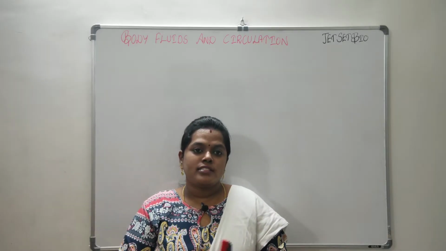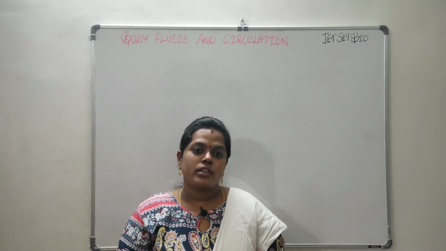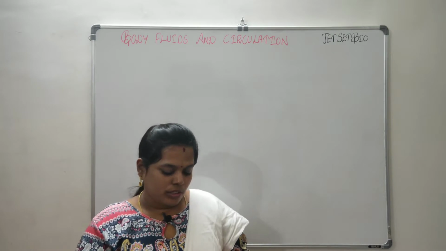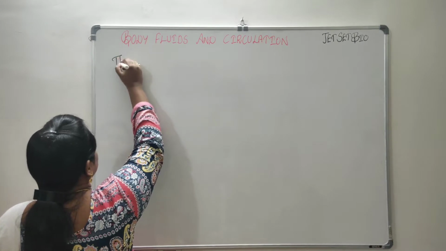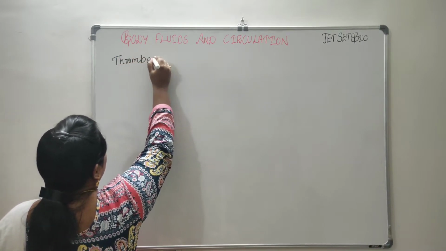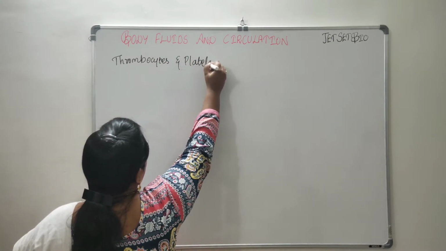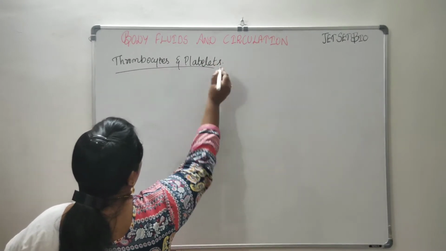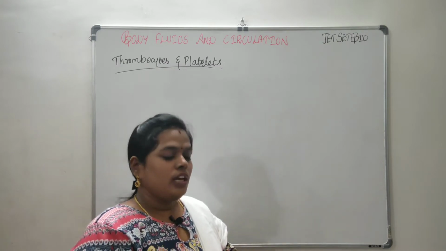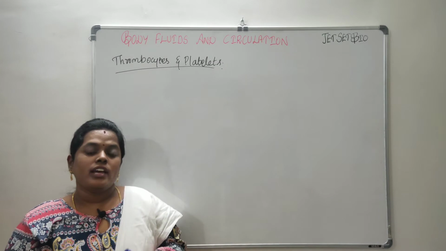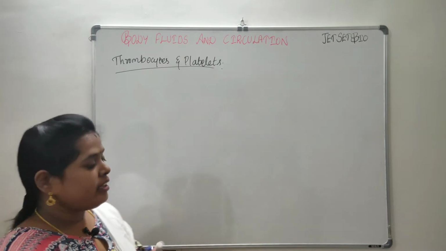In this chapter, we have started our discussion with the various components of the blood. In the previous sessions, I have discussed RBC and WBC. So in this session, we will start our discussion about one more component, that is thrombocytes and platelets. These are also components present in the blood of living vertebrates. Like RBC and WBC, the platelets and thrombocytes are also found in living vertebrates.